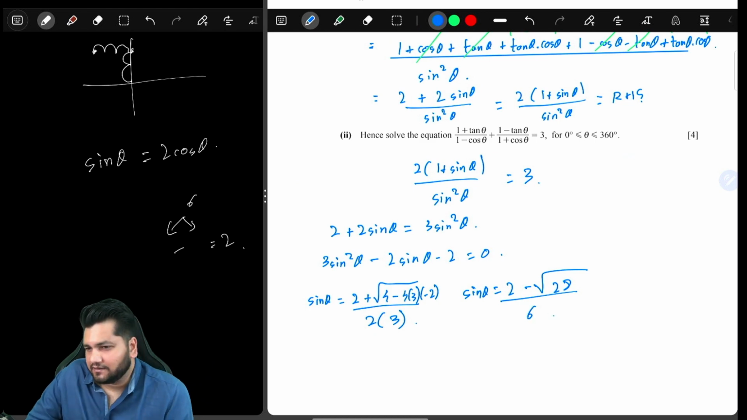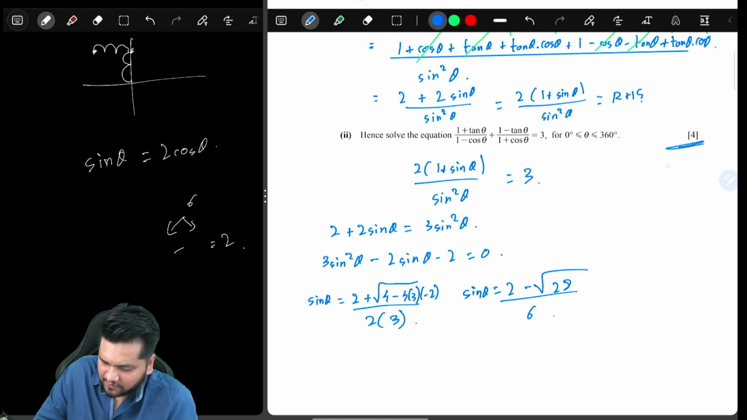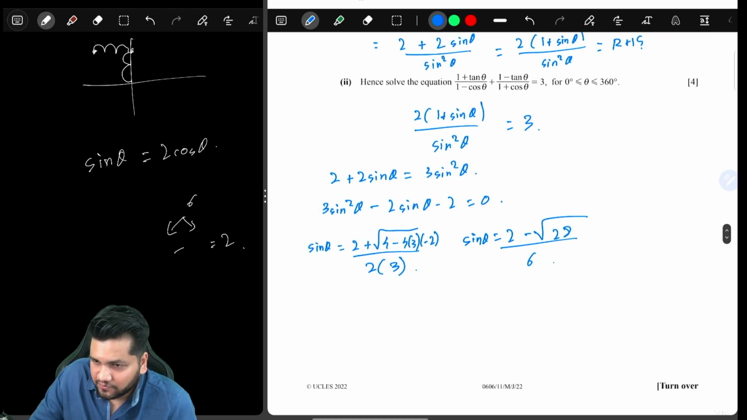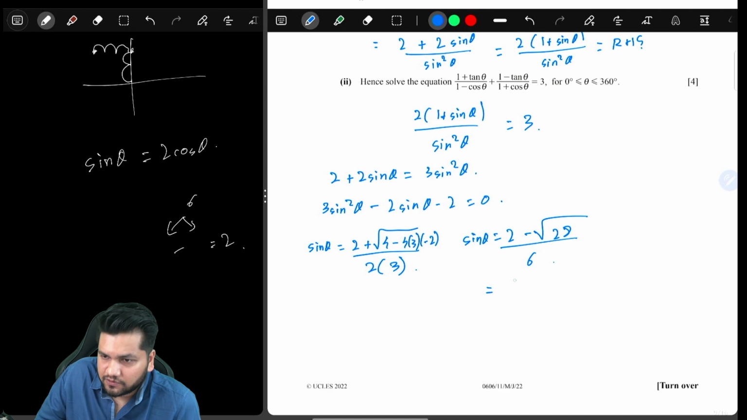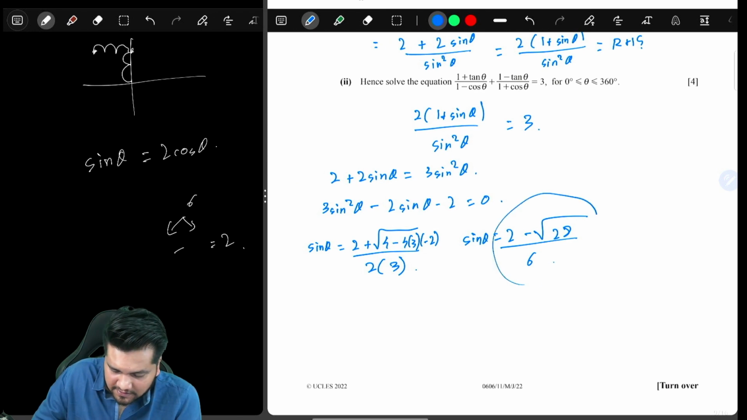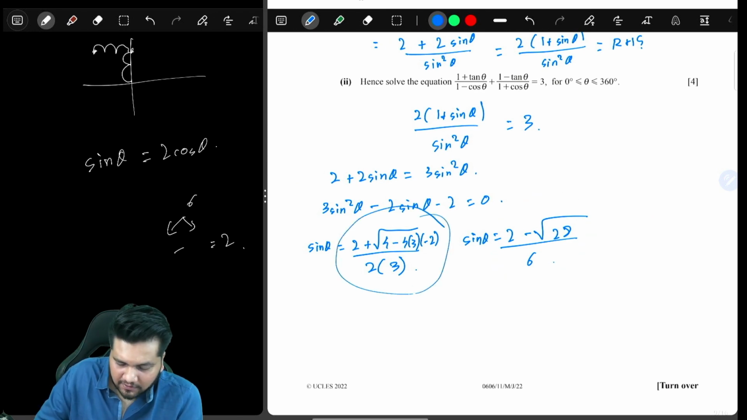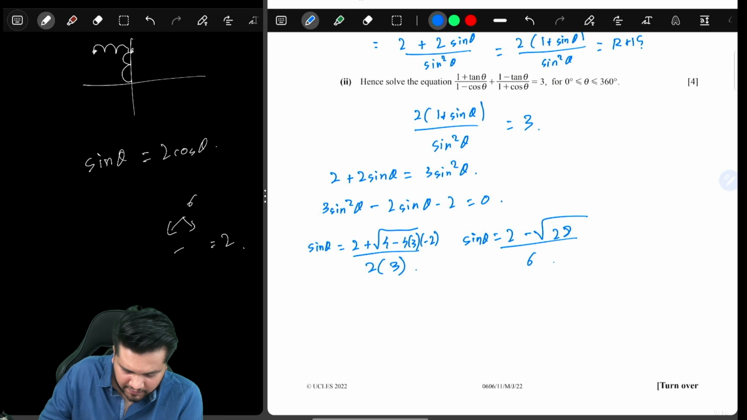But see, the thing is, here they expect that you can use a calculator and get the values. If you do it like this, remember, here I feel that it is positive, like 2 minus root 28 by 6, but it is not. This value is negative. So if you do that sine inverse thing, make sure that you consider these as decimal values so that you get the proper inverse. So here I'll just take the calculator values. So sine theta is equal to something and sine theta is equal to something.